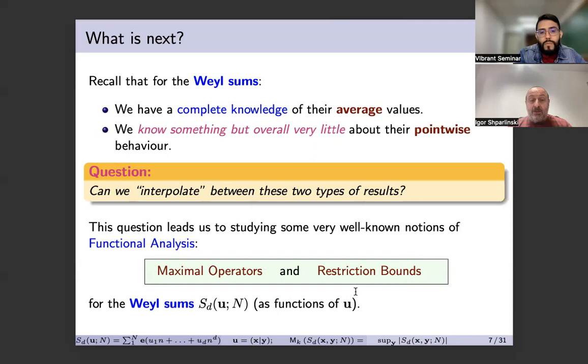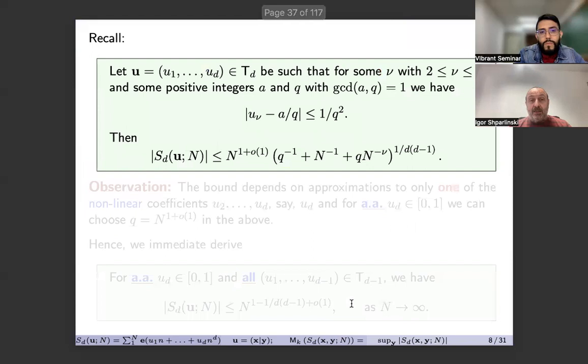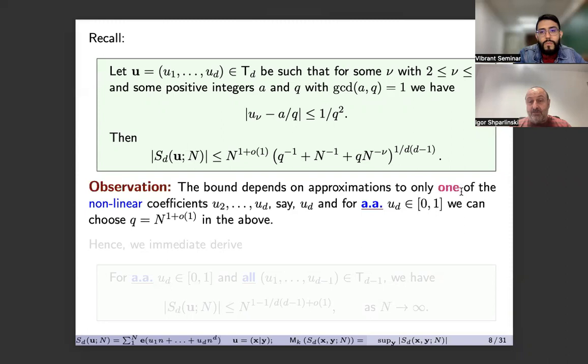So we will consider them as functions of u. Let me recall again the point-wise bound. It says that if you know something about u sub nu, then you know something about the sum S. We don't have to go into details now. This means that the bound depends on approximations to only one of the nonlinear coefficients u2 through ud. And probably ud would be the best for us to choose because it maximizes the power nu here. And this means that for almost all u sub d, leading coefficients, and for all other coefficients, you can choose q to be about n, which is the best choice.